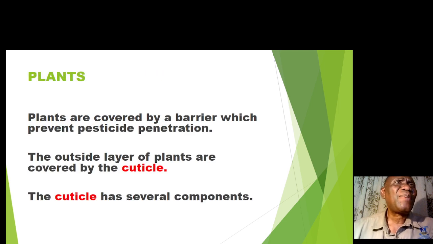Now, as far as plants are concerned, they are covered by a barrier which prevents pesticide penetration. The outside layer of plants is covered by a substance known as the cuticle. The cuticle has several components.